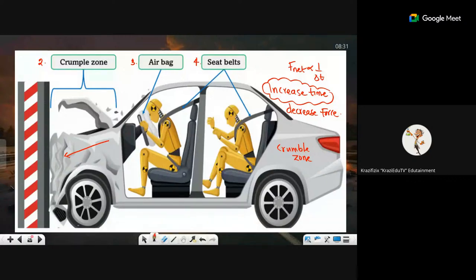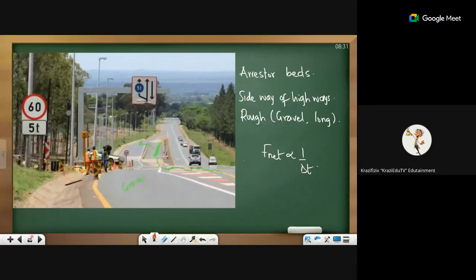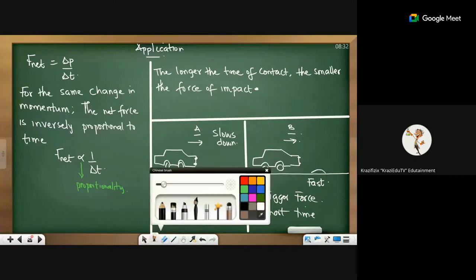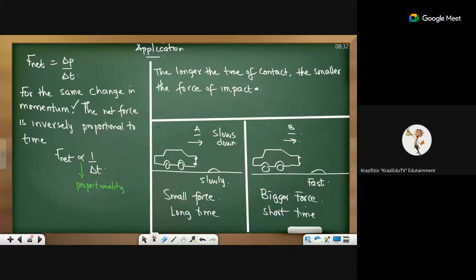I need us to move quickly to conservation of momentum. We are simply saying whatever. Thank you for emphasizing that. I was actually going to emphasize that as well. Guys, all of these things are meant to keep us safe. And the only thing that keeps you safe is if time increases. But change in momentum must be the same. This is 3 marks in the exam: for the same change in momentum, the net force is inversely proportional to time, and then you put your conclusion, whatever the question is in the exam. Please, you must mention for the same change in momentum, because I'm going to explain a bit further now.